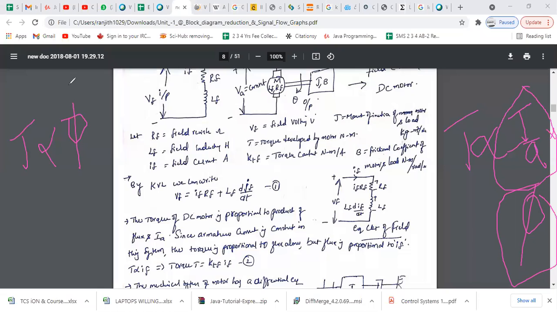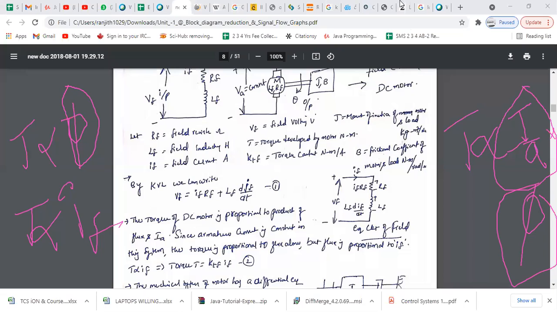Okay. Now, flux depends upon which parameter? Tell me. Correct, the field current. So flux depends on IF.